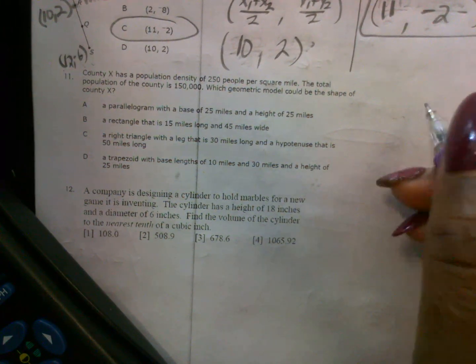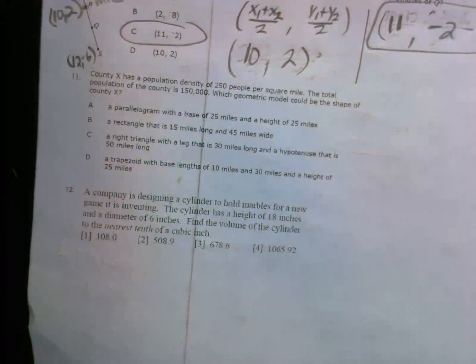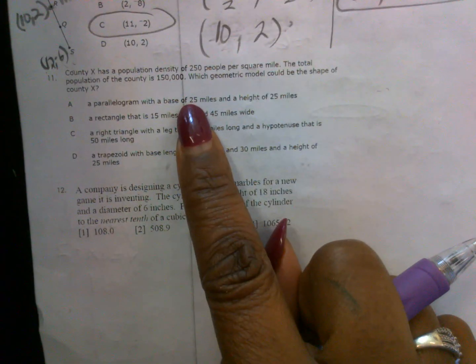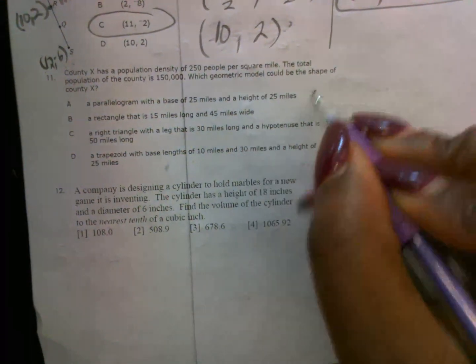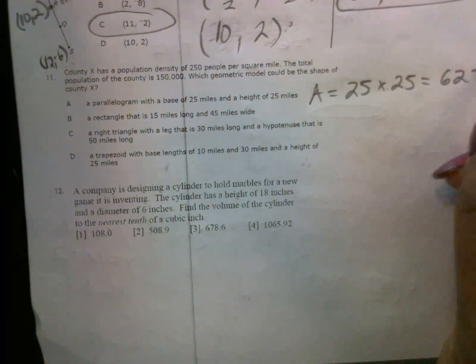So how could you do 600? Is that a perfect square? Let's figure this out. If the base is 25 miles and the height is 25, we're going to say 25 times 25. What's 25 times 25? That's 625. That's not right, is it?